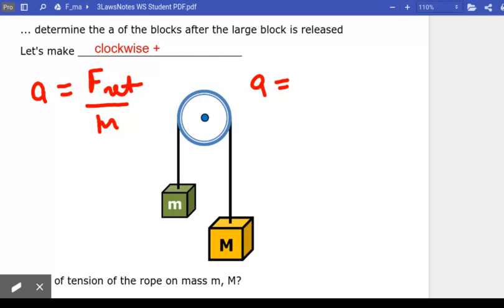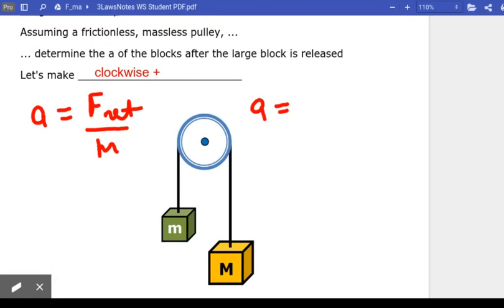What is the acceleration? Well, Newton said acceleration is the net force, or the sum of the forces, divided by the mass. Acceleration is determined directly by the net force and indirectly by the mass. So here's what we do.